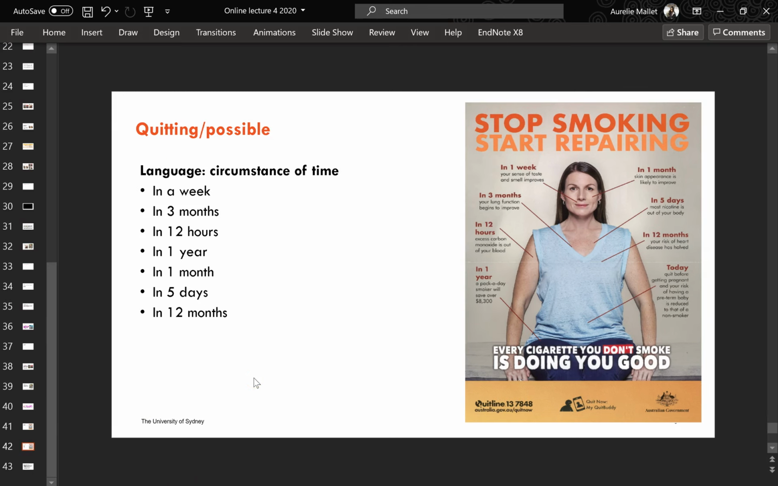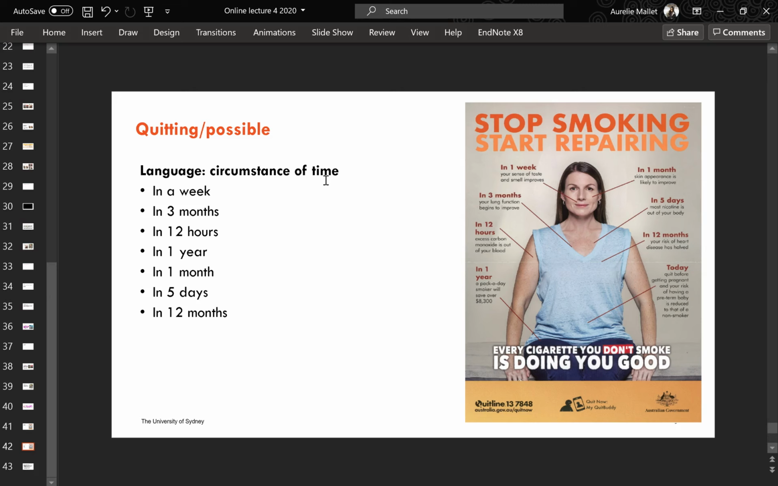So before, when we looked at the health warnings, we saw that one language feature was irrealis, looking at what might happen. But another language feature of looking at something that is possible is looking at the circumstances of time. I think you should all, even those of you who are in your first semester, have learned about circumstances, or are going to learn about what circumstances are in functional grammar.